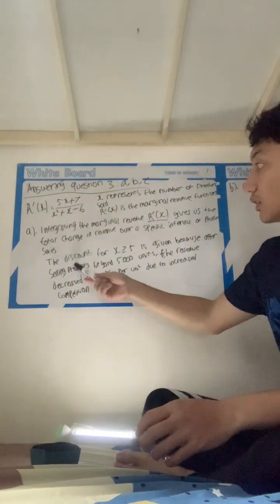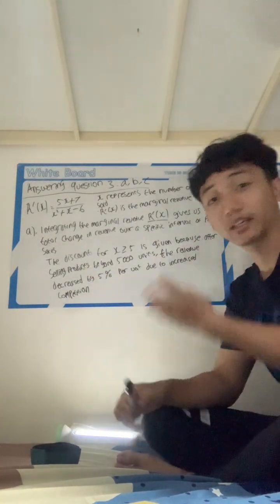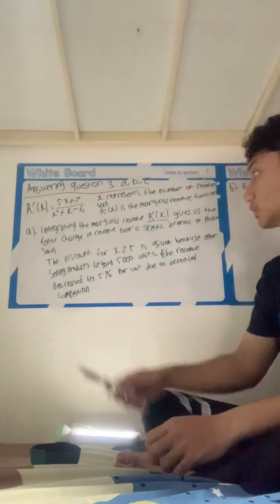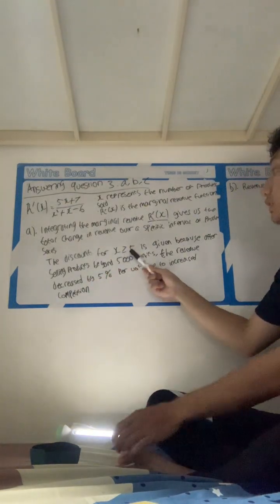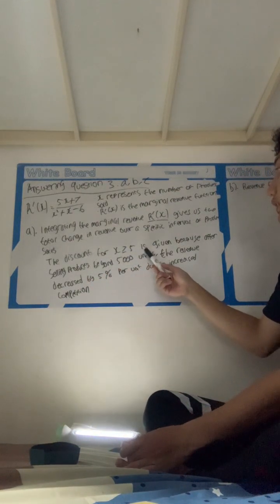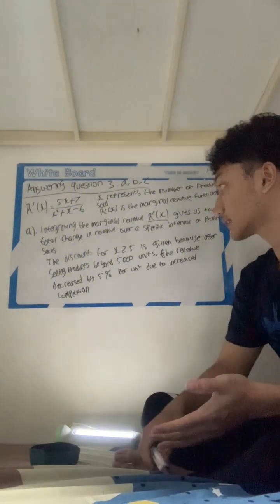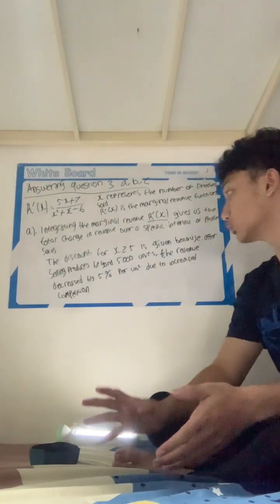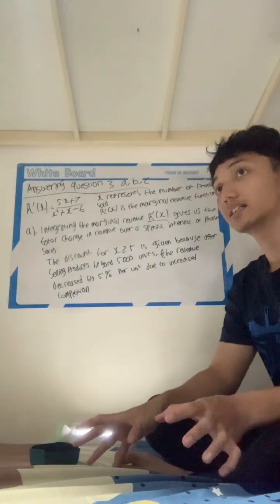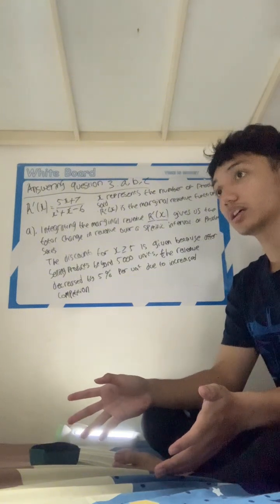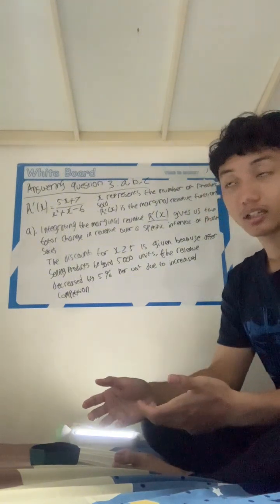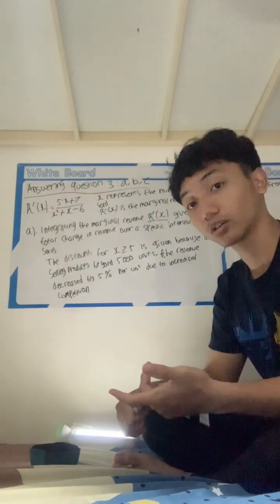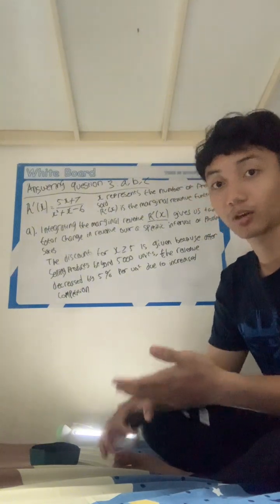Okay, so why is the discount only applied if x is more than or equal to 5? The answer is the discount for x more than or equal to 5 is given because after selling products beyond 5,000 units, the revenue decreases by 5% per unit due to increased competition. In business, this is also known as a strategy, because every time there's increased competition, we can apply a discount so we can have more sales of our products.